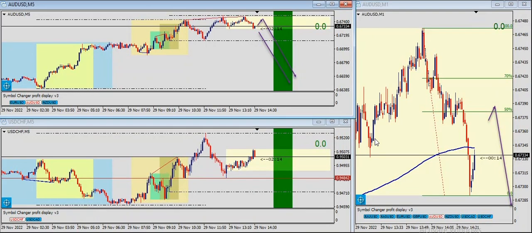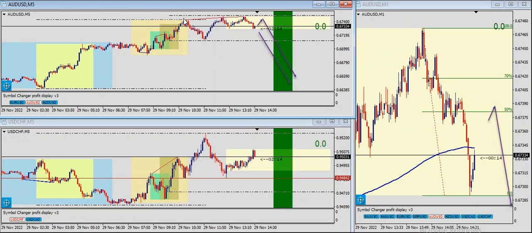Right, so these are the pairs that I trade with this strategy: EUR USD, AUD USD, NZD USD, and I trade these three pairs against the USD CHF. So these pairs are negatively correlated with USD CHF.